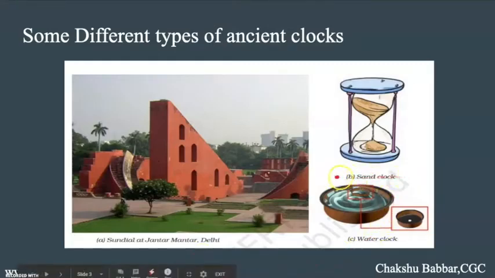This is a sand clock. It is also based on periodic motion. We fill sand in the upper block and through this nozzle it comes down. It is periodic. For example, if we put 10 gram of sand and it comes down in 1 minute, then 20 gram of sand will come in 2 minutes. This is a water clock. These are some very ancient clocks.